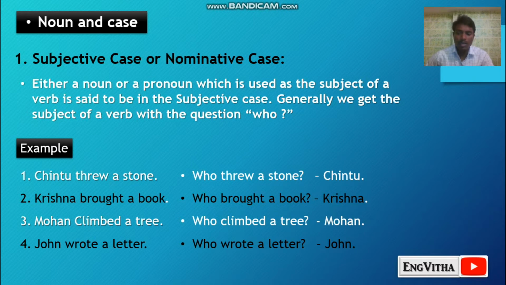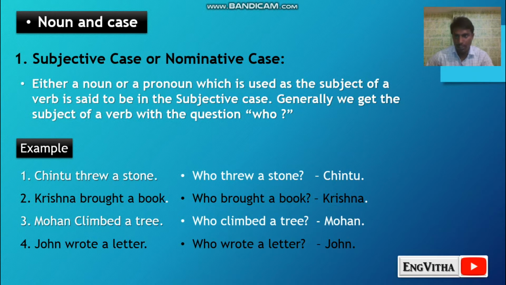In the third sentence, Mohan climbed a tree. Who climbed a tree? Mohan. So, Mohan is in the subjective case. And John wrote a letter. Who wrote a letter? Here, John wrote a letter. So, John is in the subjective case.